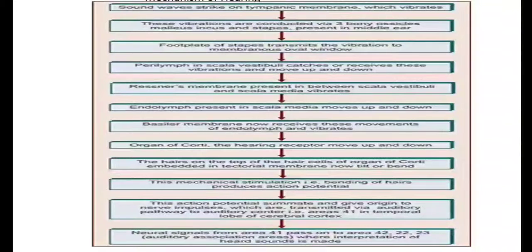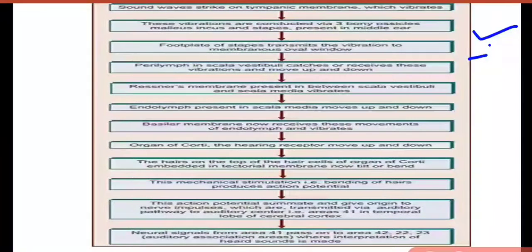Firstly, the sound waves are collected by the external ear, pass through the auditory canal, and then strike the tympanic membrane, or the eardrum, and this eardrum starts vibrating. After that, these vibrations are conducted via the three bony ossicles, malleus, incus and stapes, which are present in the middle ear, and the stapes transmits these vibrations to the oval window.